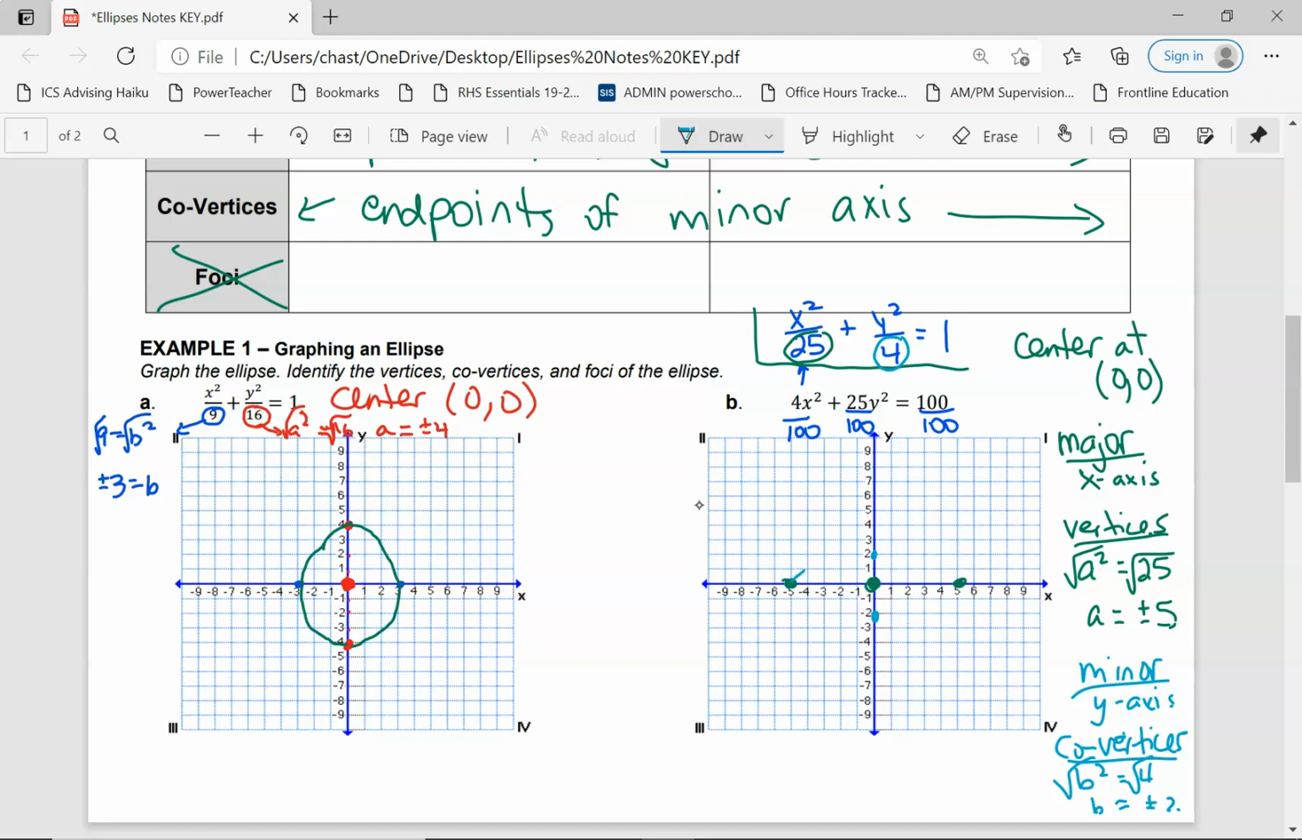And once we have those, we're going to create our ellipse. Do it just as best as we can. And that's how we make our ellipse. Okay?